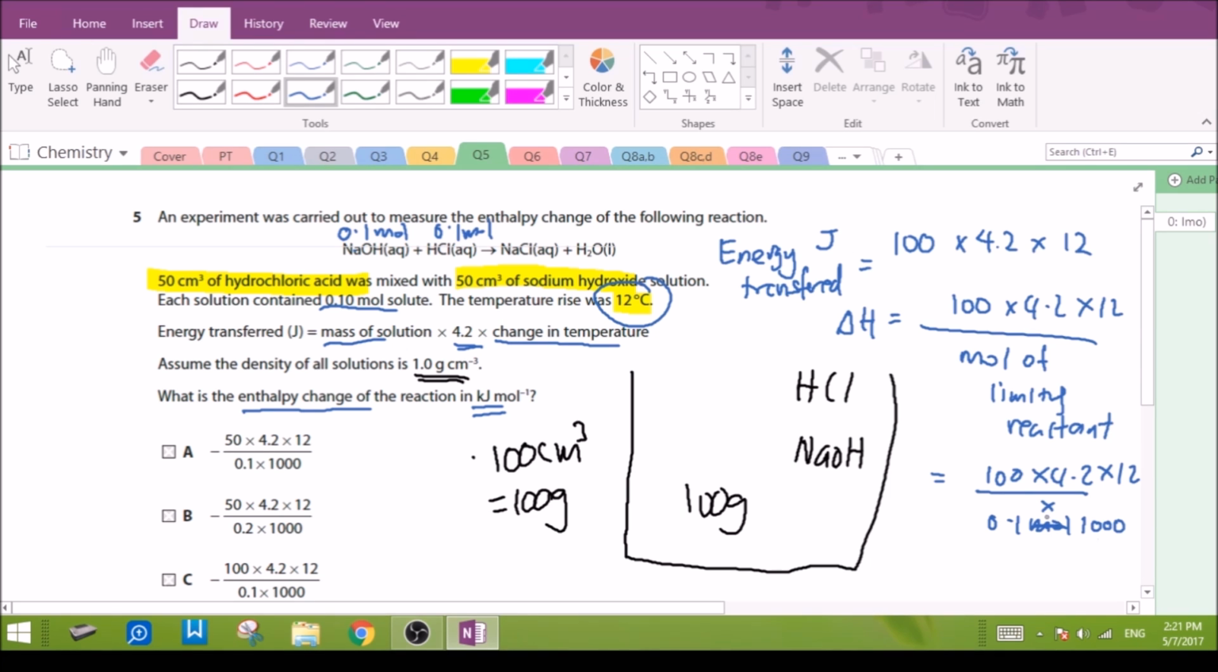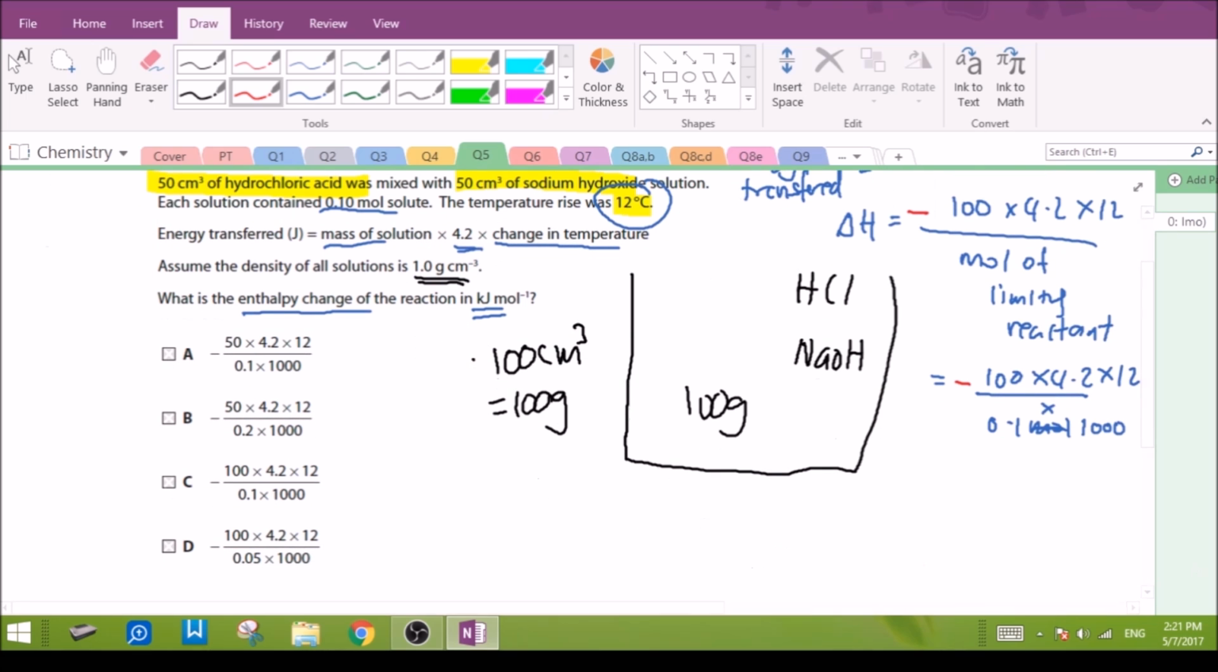And then finally, this is a neutralization reaction. It is exothermic, so we have to be mindful to indicate the negative sign to the overall change. Right, so this is the enthalpy change of the reaction. It corresponds to option C.